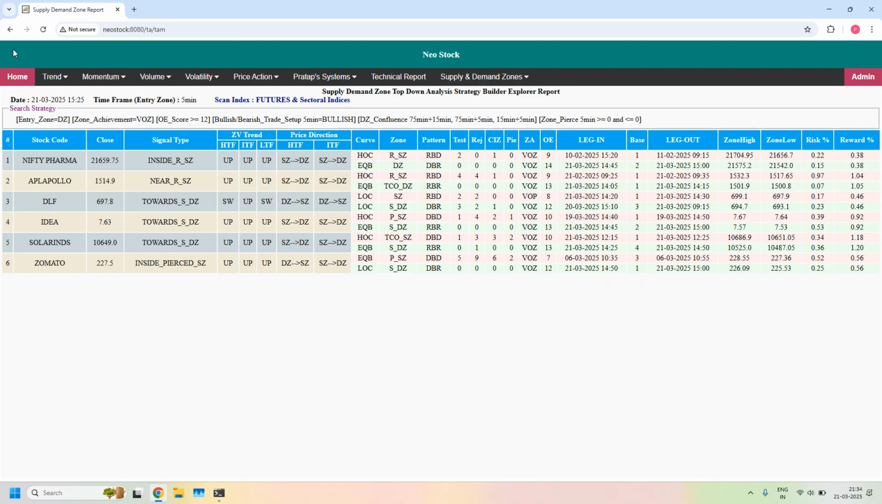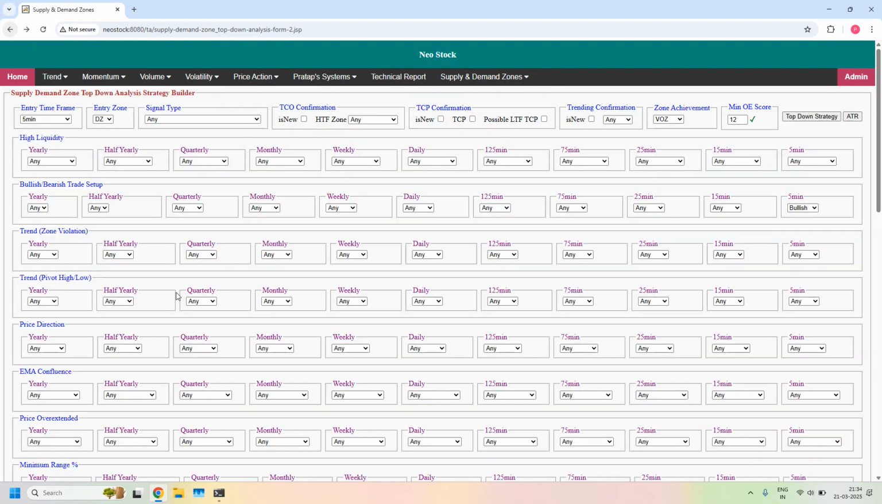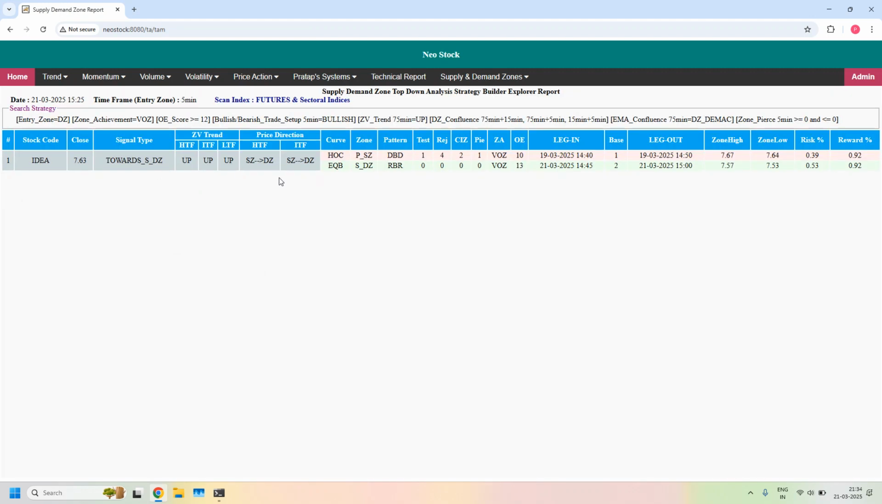The 5 minutes demand zones. So let's verify. So in the EMA Confluence at 75 minutes time frame, I am setting the filter. 75 minutes demand zone is having daily EMA Confluence. At the same time, the trend on the 75 should not be sideways. It should be uptrend because it is bullish trade setup. So with these filters, we got only one stock. So probably this 5 minutes demand zone might be having more high probability to get success.